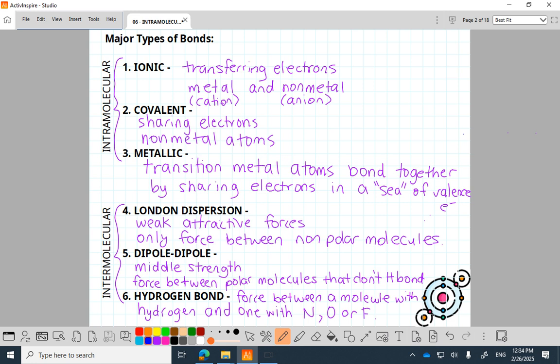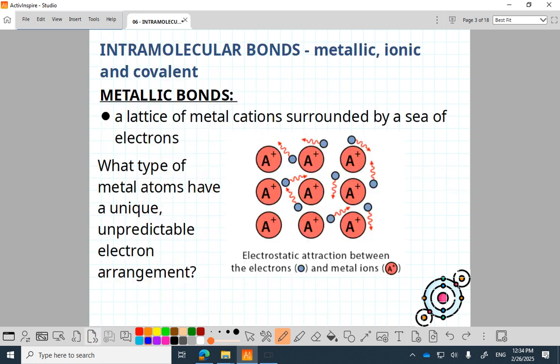Okay, so the order of those doesn't matter as much. We're going to do metallic bonding first because we're going to do the least with them. That doesn't make them not important. They're just tricky, as always, with transition metals. Okay, so this booklet is going to focus on intramolecular, and then the next one will focus on inter.